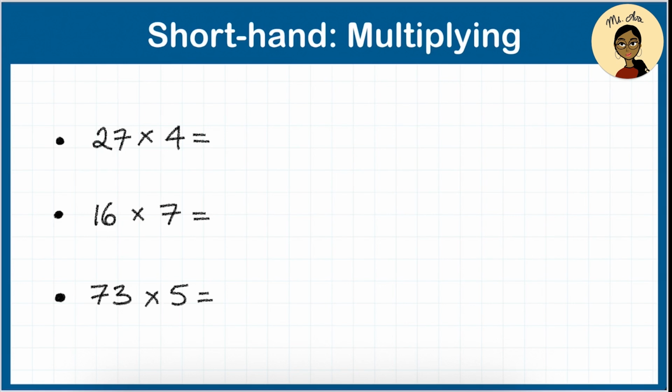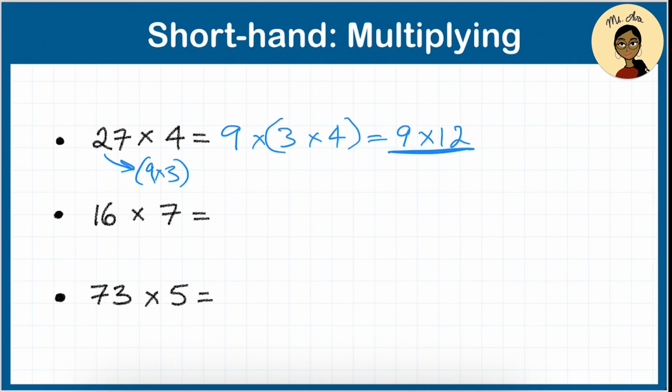What I do in my head is, since I know that 27 is the same as 9 times 3, right? So then basically what I do in my head is I'm looking at the 27 like it's a 9 times 3 times 4. And then I'll multiply the 3 times 4 first, which gives me a 12. So then it turns into 9 times 12. And that is something that I already know, which is 108. So that's how I get to these kind of answers really fast.